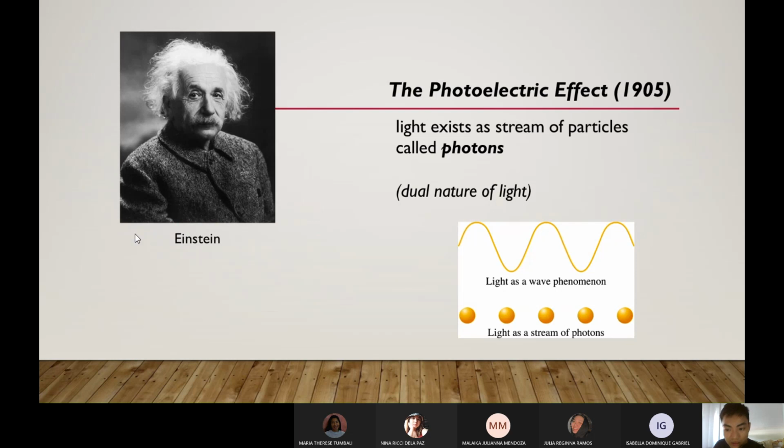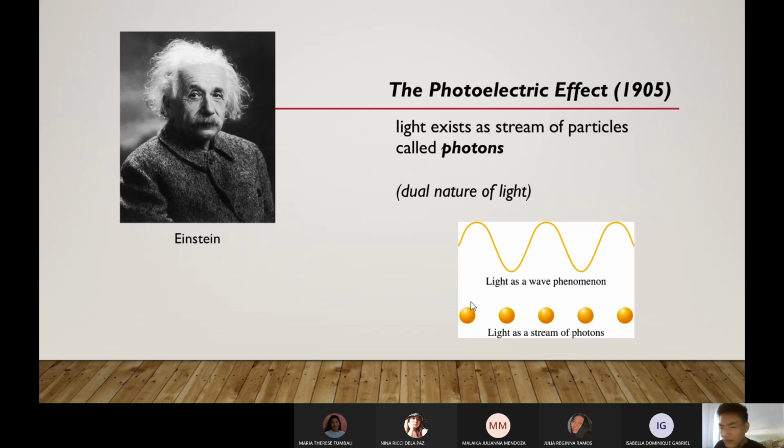Next person of interest natin was Albert Einstein. Actually, dito siya nanalo ng Nobel Prize, hindi sa relativity, no? Okay. So according to Einstein, light can interact with matter. Okay? So, yun. So, ibig sabihin, light is not just an energy. It can also act as a particle. Okay? So, dun na pumapasok yung dual nature of light.